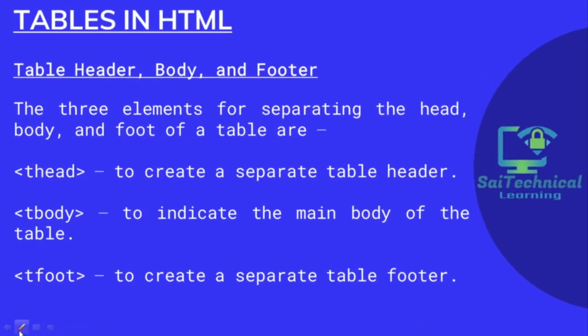Next one is table header, body and footer. There are basically three elements for separating the head, body and foot of the tables. The first one is thead, which is used to create a separate table header. Similarly, tbody indicates the main body of the table. And the last one is tfoot, which is used to create a separate table footer.